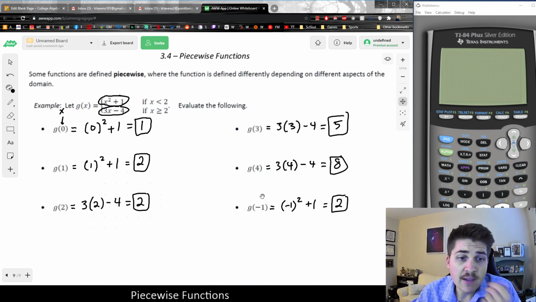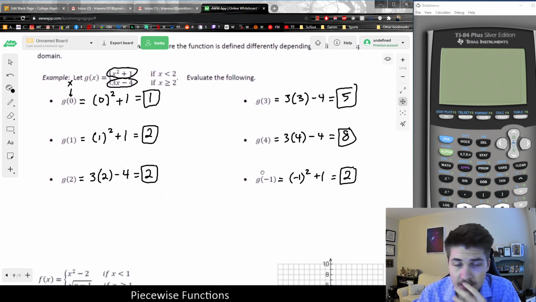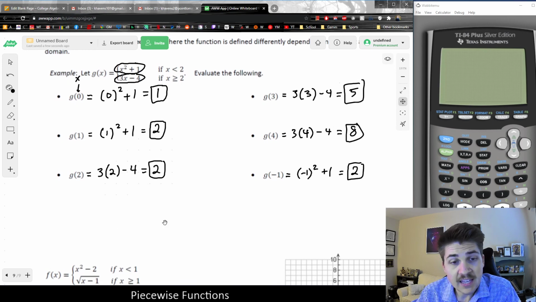And anyways, I can get a lot of repetition in a piecewise function. In the next video, we'll talk more about graphing, and I'll show you how you can create a graph of a piecewise function using a calculator.